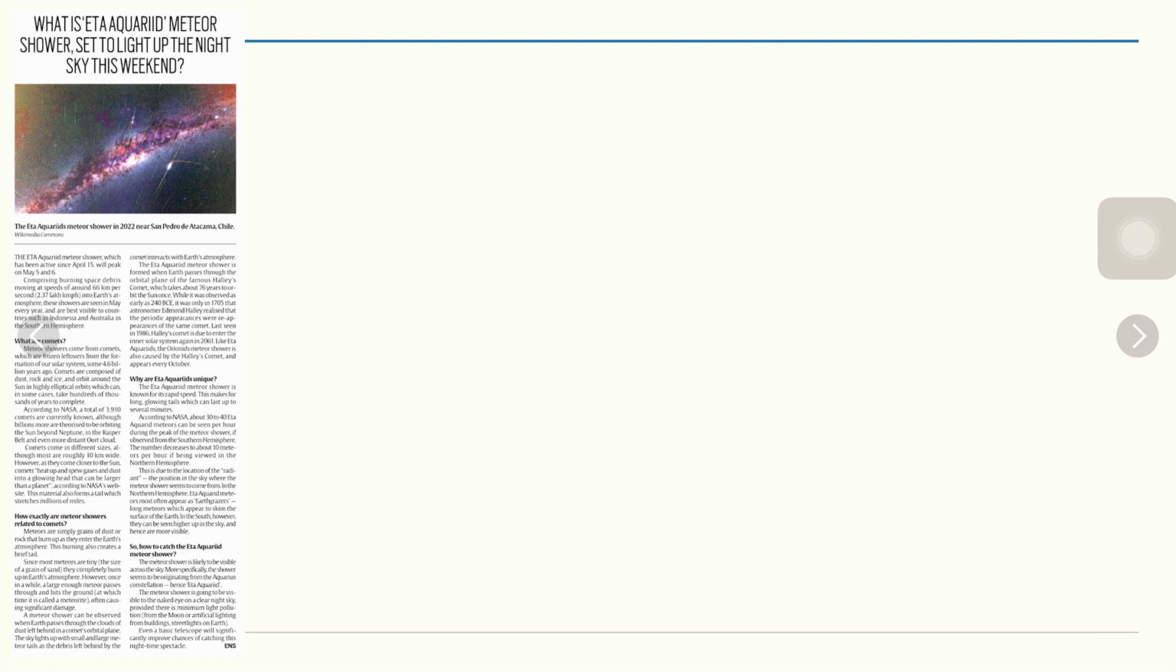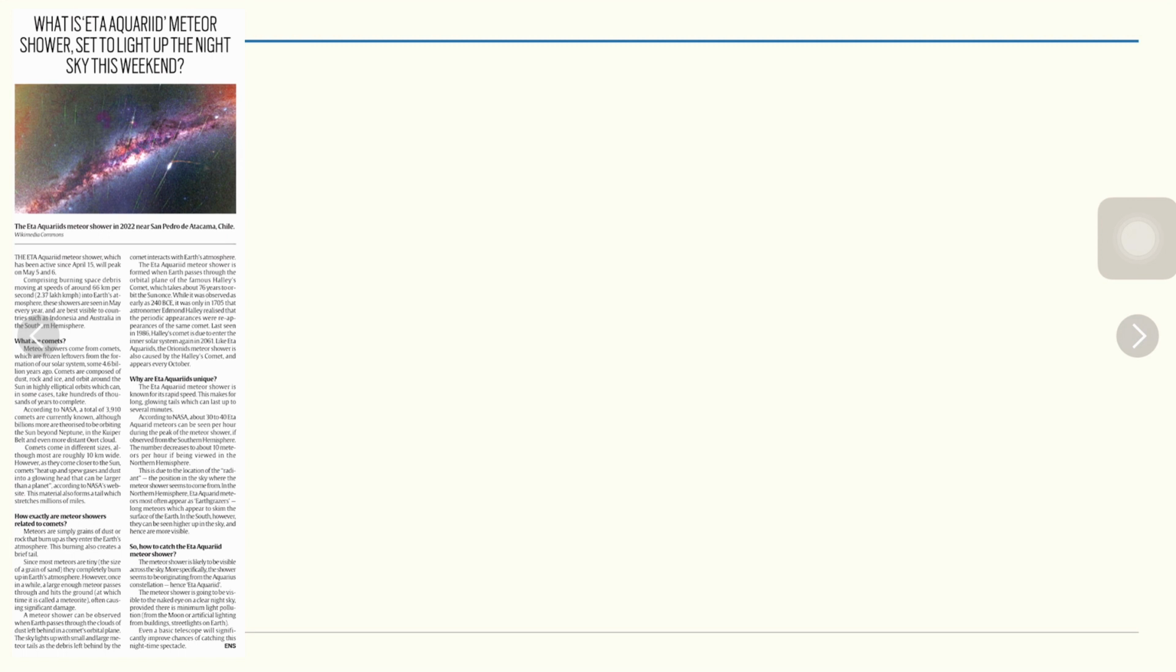Comets orbit around the sun in highly elliptical orbits, which in some cases can take hundreds of thousands of years to complete. According to NASA, a total of 3,910 comets are currently known, although billions more are theorized to be orbiting the sun, beyond Neptune in the Kuiper belt, and in the even more distant Oort cloud. Comets come in different sizes, although most are roughly 10 km wide.